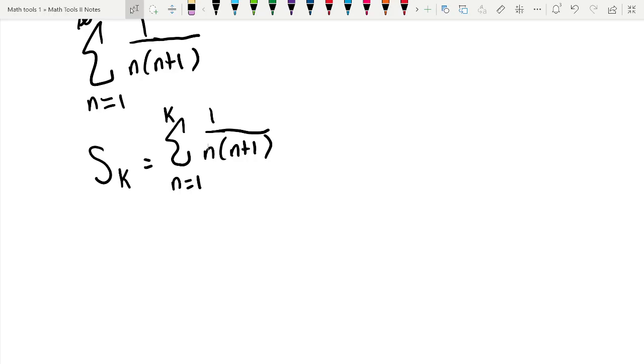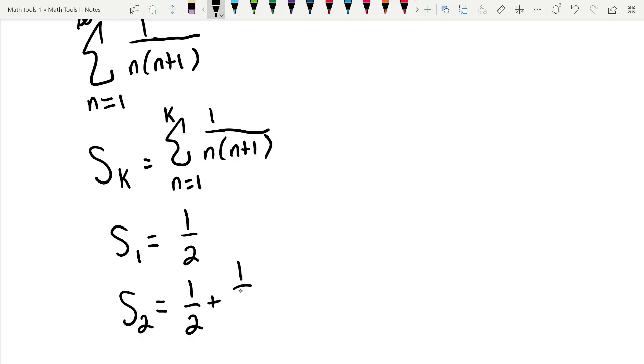So this means that if we were to look at S1, for example, this would be just the first term. Okay, so S sub k is the sum of the first k terms. So S1 would just be the sum of the first term, which would be 1 over 1 times 2, so 1/2. Okay. S2 would be the sum of the first two terms. So it would be 1/2 plus whatever the second term is, which is 1 over 2 times 3, which is 1/6. So this is 1/2 plus 1/6. This is going to come out to 2/3.